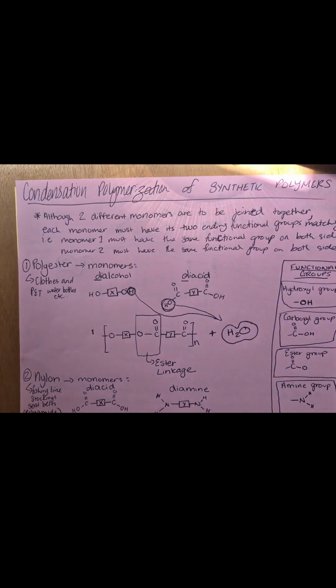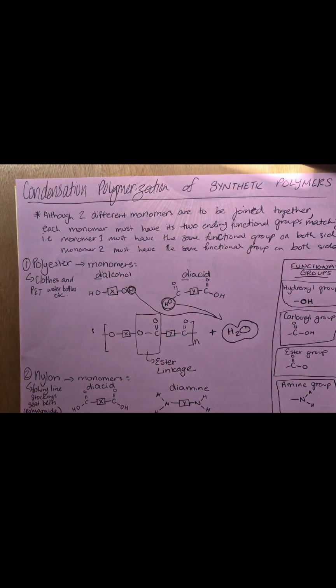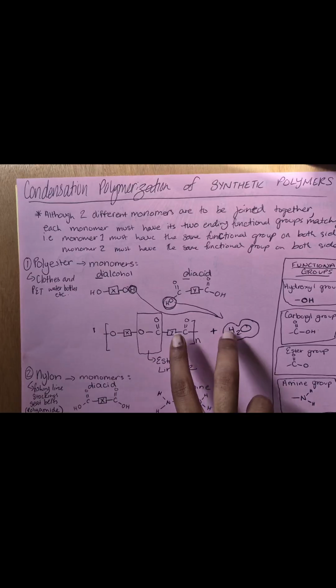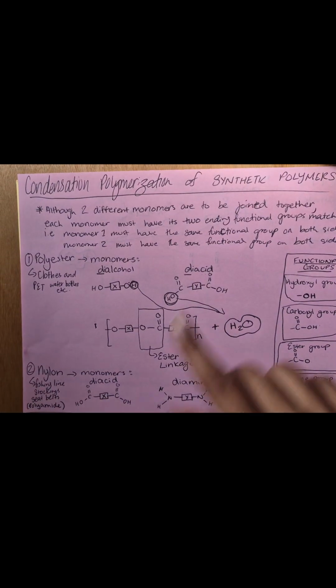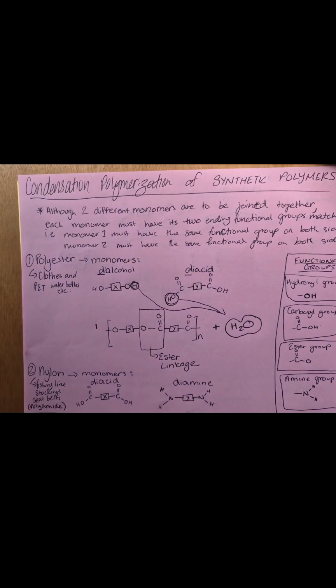So in condensation polymerization, what you'll see for sure is that they'll have two products at the end, your polymer and water. And our other synthetic polymer that's made from condensation polymerization is nylon. Nylon, we know, is used to make fishing lines, nylon stockings, seat belts, anything really stretchy, you'll think nylon.